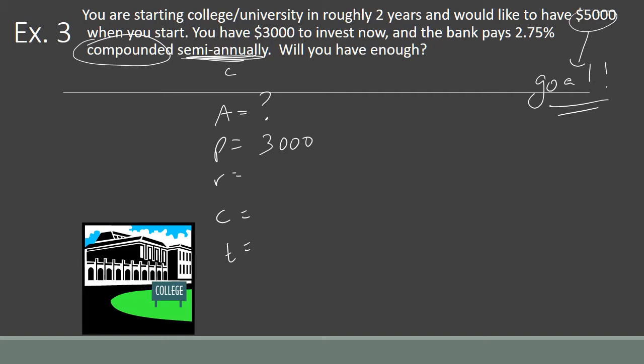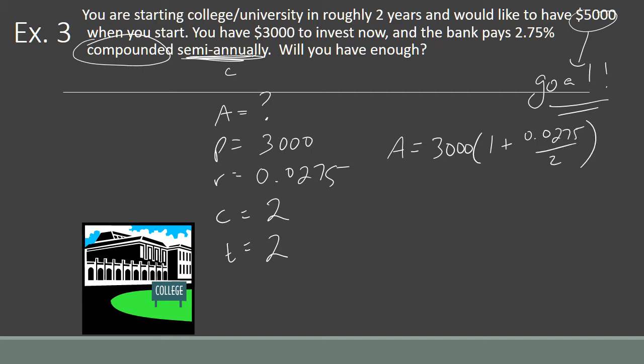My interest rate, 0.0275. Semi-annually, so every half year. Our C value is 2. And your time, roughly 2 years. So A equals 3,000, 1 plus 0.0275 divided by 2, exponent 2 times 2. Doing your exponent first, 2 times 2 is 4. Enter that in your calculator just like you see it.